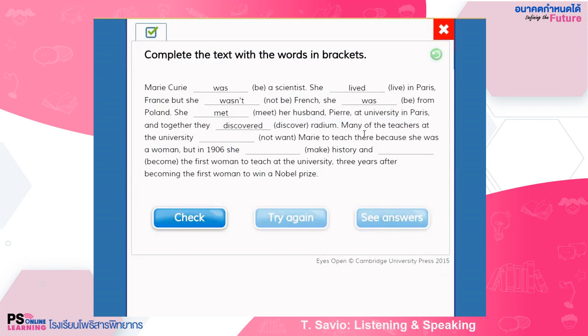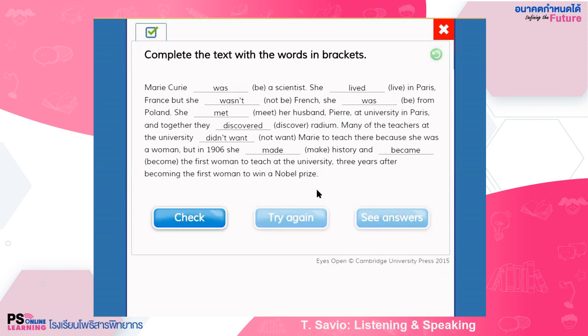Many of the teachers at the university didn't want Marie to teach there because she was a woman. But in 1906, she made history and became the first woman to teach at the university. 3 years after becoming the first woman to win a Nobel Prize.